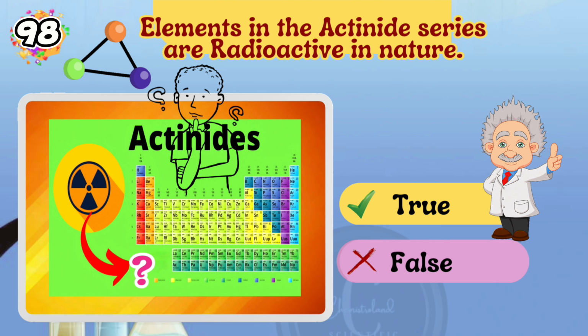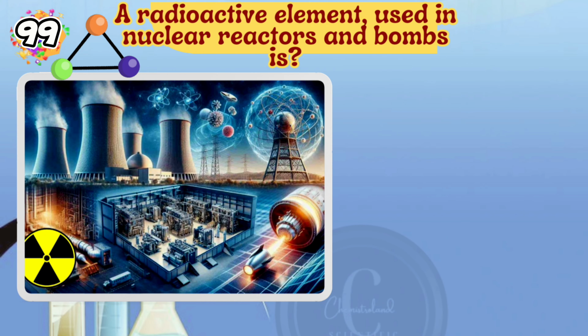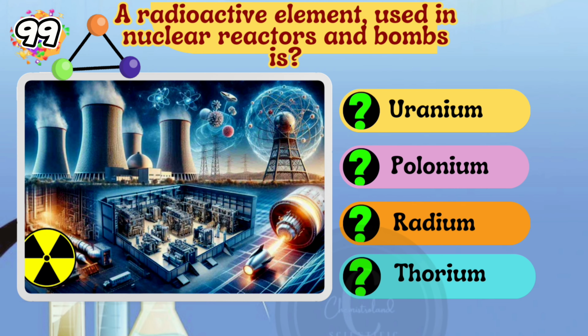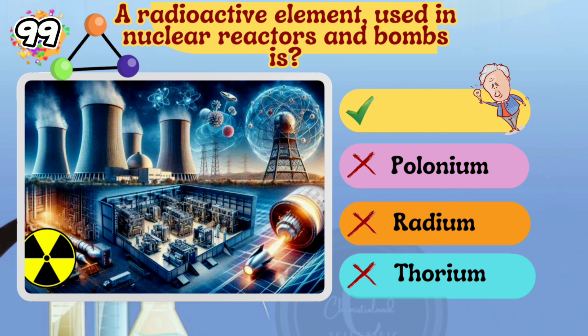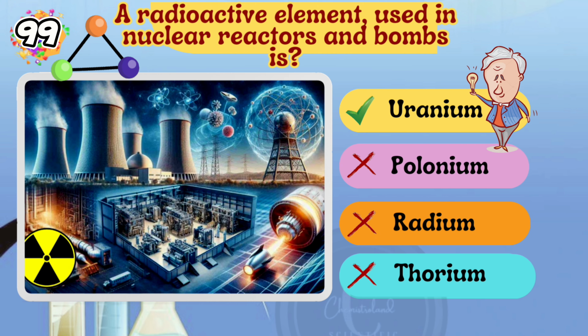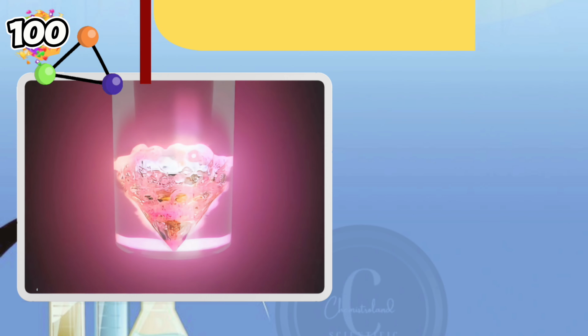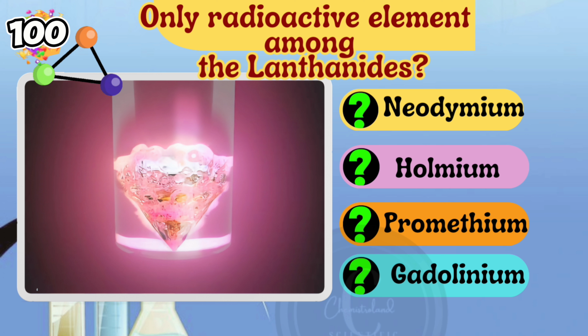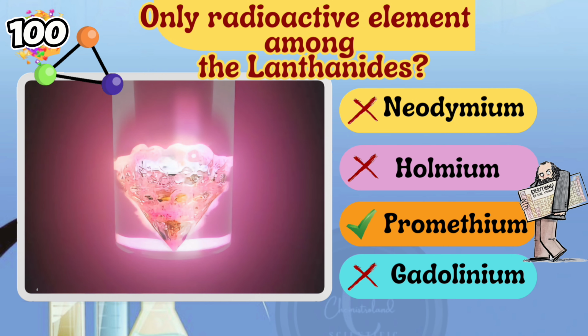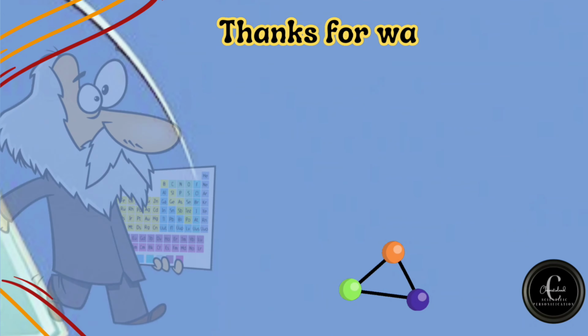Yes, it's true. A radioactive element used in nuclear reactors and bombs is... uranium is used in nuclear reactors and bombs. Only radioactive element among the lanthanides is... it is promethium.